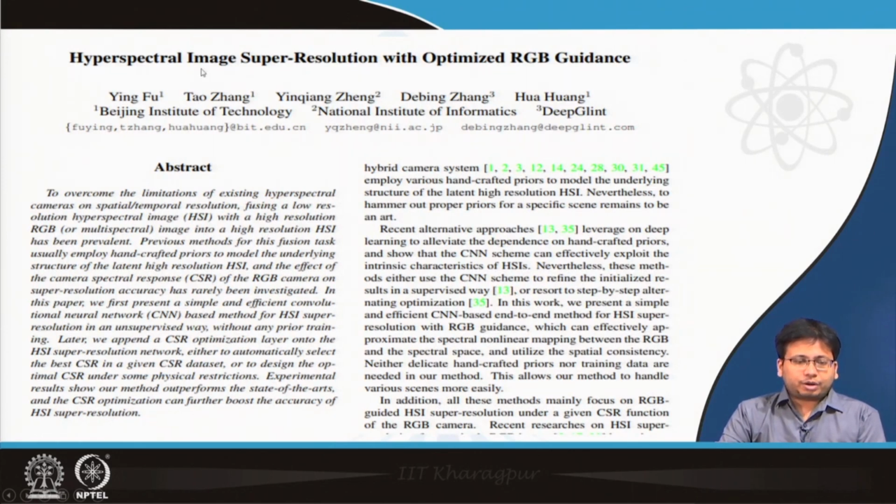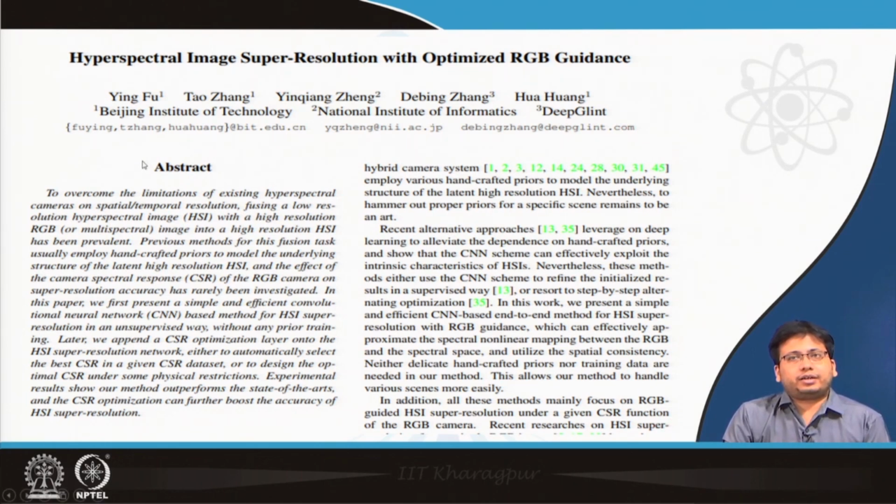So the next is one more in the same family. This is about hyperspectral image super resolution with optimized RGB guidance. So now we are talking about hyperspectral image and RGB images. So what is super resolution? Super resolution basically means increasing the spatial resolution of an image.